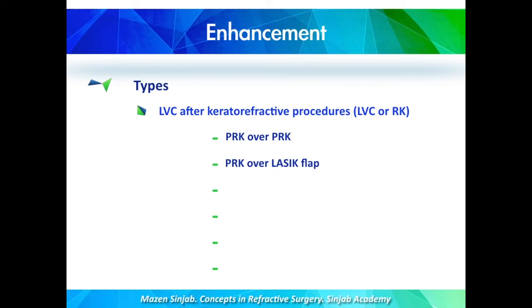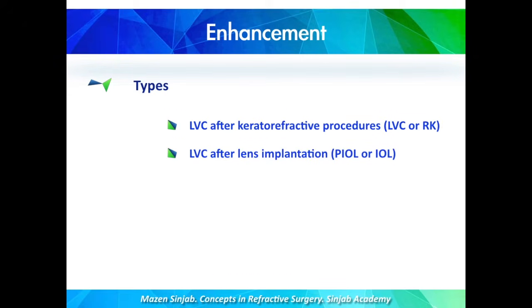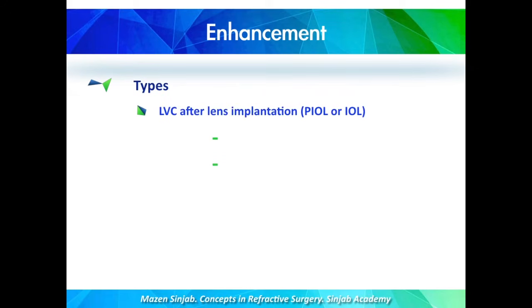PRK over PRK, PRK over LASIK flap, new cut after LASIK flap, relift the LASIK flap, PRK after radial keratotomy, and LASIK after radial keratotomy. The other type, which is laser vision after lens implantation, has two subtypes. The first one is PRK and LASIK. So we either do PRK after lens implantation or we do LASIK after lens implantation.